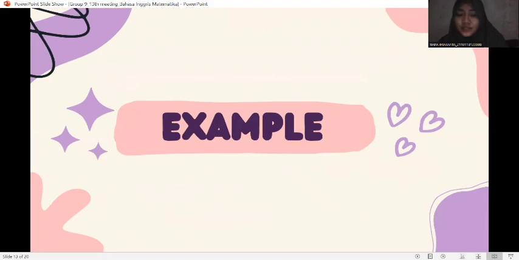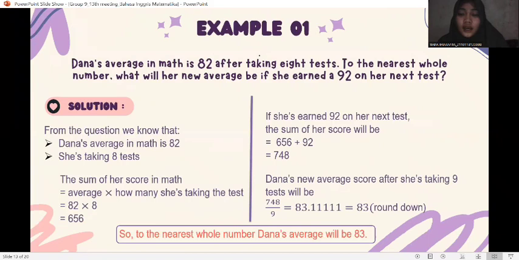Okay, the next material is examples. Example 1. The question is, Dana's average in mathematics is 82 after taking 8 tests, to the nearest whole number. What will her new average be if she earns 92 on her next test?